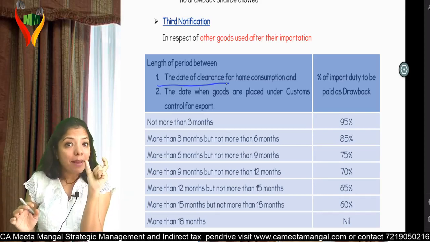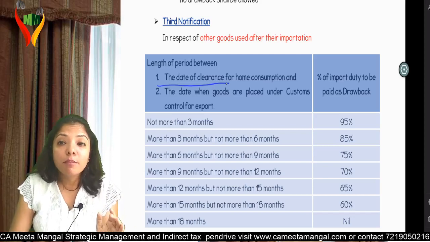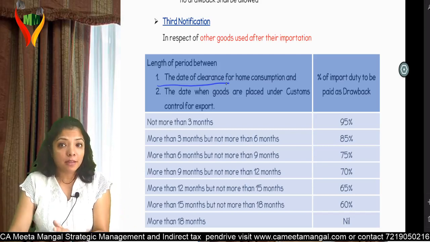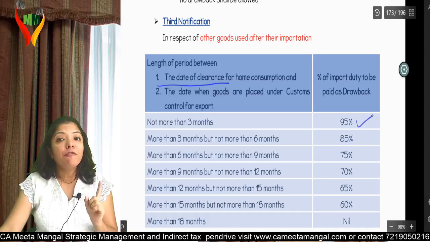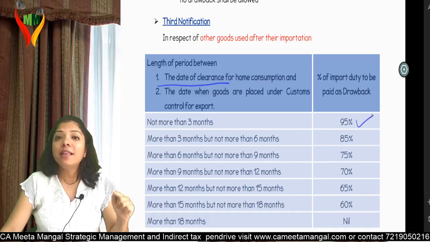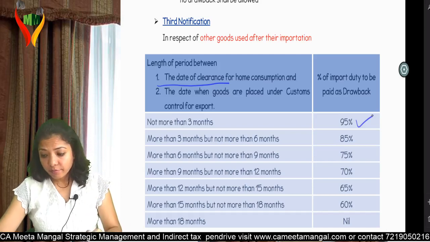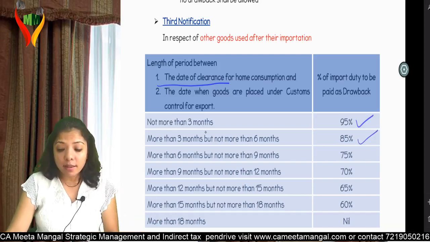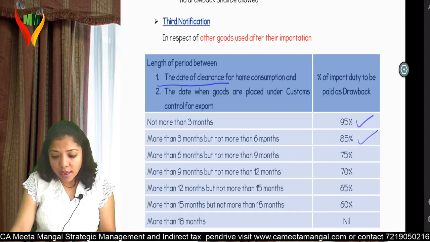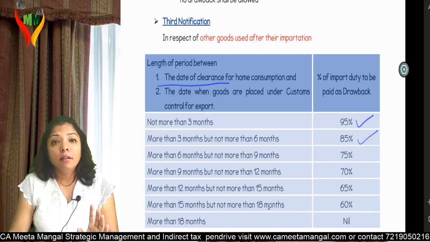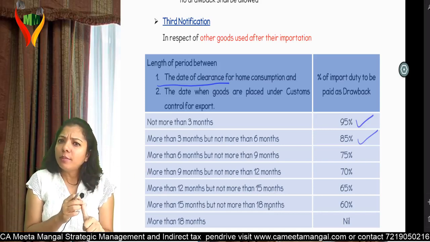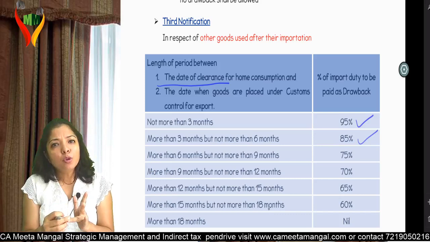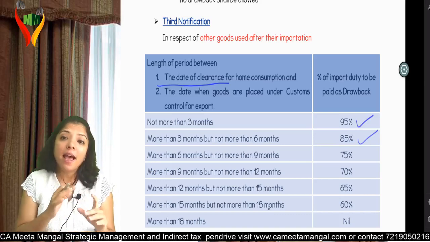This period. Am I clear? If it is not more than 3 months, that means up to 3 months, I will be eligible for 95% drawback. If it is more than 3 months but up to 6 months, 85%. Here there is a gap of 3 months each: up to 3, up to 6, up to 9, up to 12, up to 15, up to 18, and more than 18. I hope you're with me. So this is very easy to learn. Up to 3 months, up to 6 months, up to 9 months, up to 12 months, up to 15 months, up to 18, and more than 18.